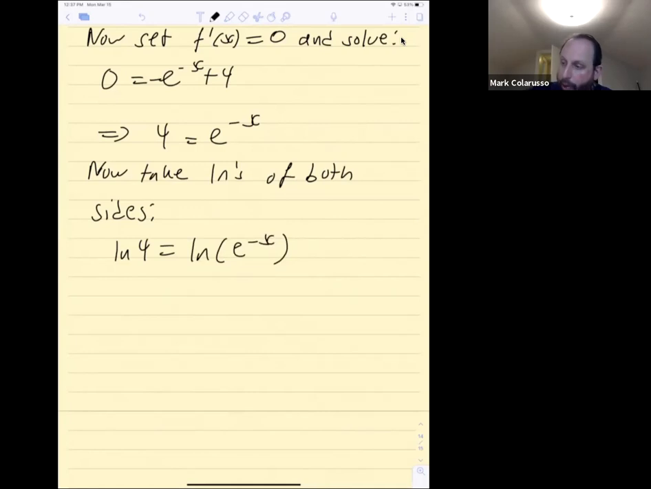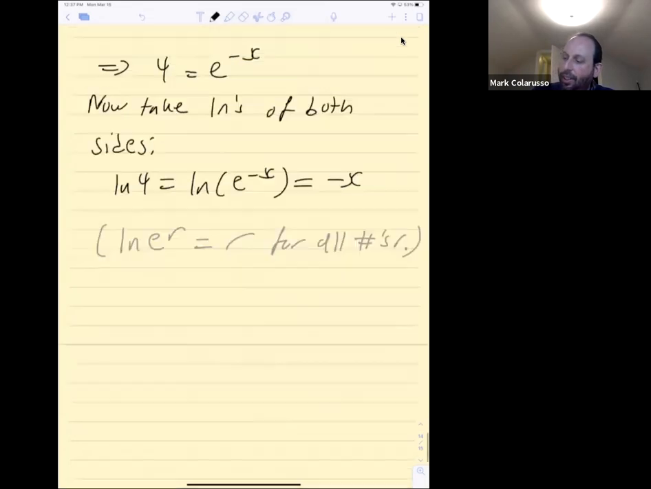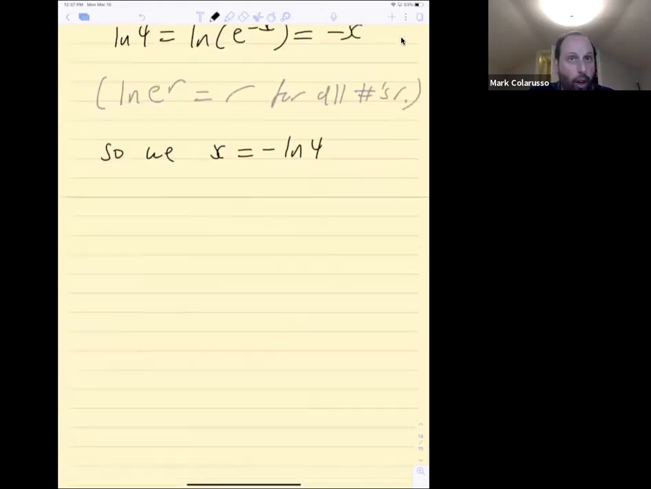And again, remember this rule from the last video that the ln of e to the r is r for all numbers r, right? What do you have to raise e to get e to the minus x? Well, that's minus x. So we get x is equal to negative ln 4. And if you like, you could use this other property of logs that I mentioned, that this is just ln of 1/4. But it's a special case of the exponential property. Okay, so that's the potential extremum point.